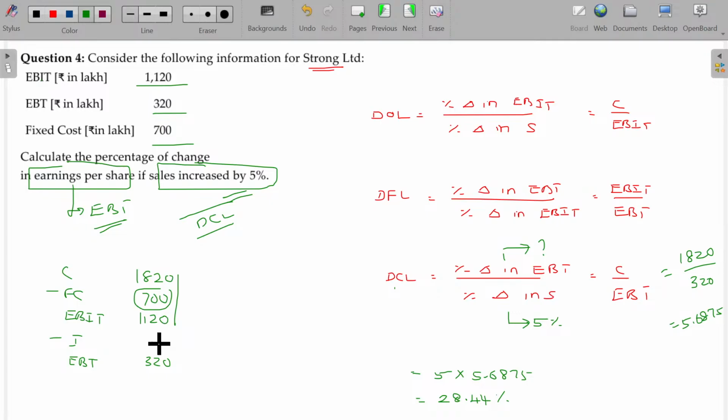Just a 5% change in sales makes a huge change in EBT because there is higher fixed cost. Higher fixed cost, higher interest. If these things are higher, then the leverage is also a higher number. If the leverage is bigger, even a small change in the sales will have a huge change in the result.